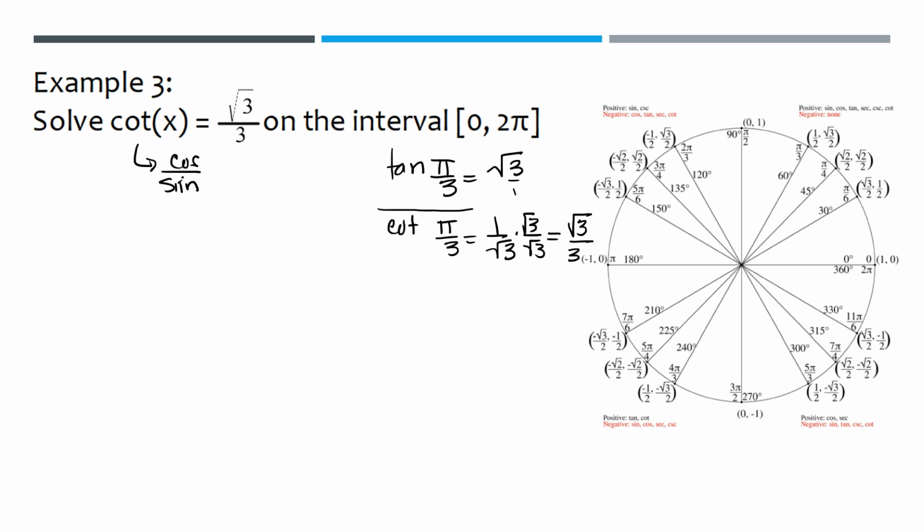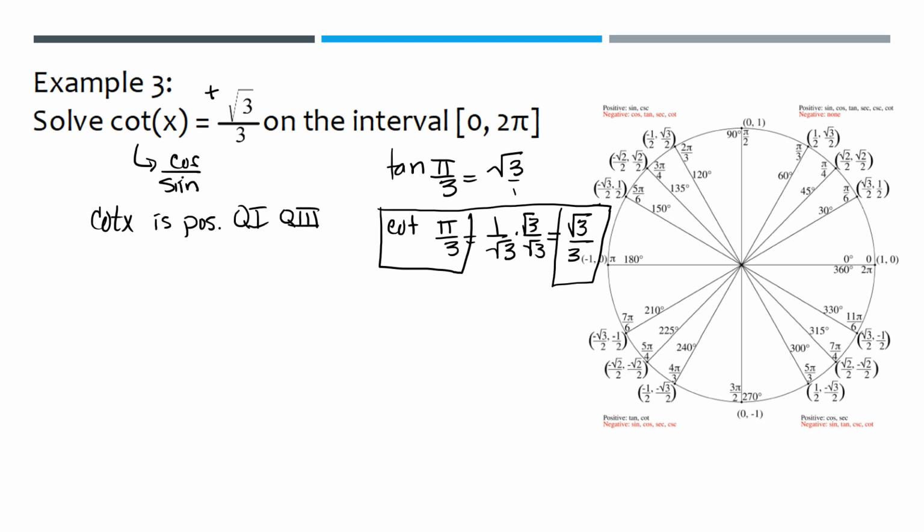So I know from the previous example that cotangent of pi over 3 equals square root 3 over 3. Okay. We also need to be looking at, do we want the positive or negative value? In this case, we want positive, so cotangent will be positive in the same quadrants as tangent. So it's positive in quadrant 1 and in quadrant 3. So cotangent of x equals the square root of 3 over 3.